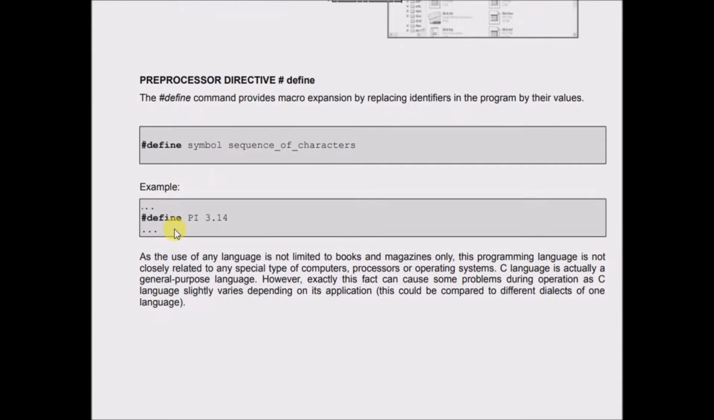Preprocessor directive $define. The $define command provides macro expansion by replacing identifiers in the program with their values. $define symbol, sequence of characters. Example, $define PI 3.14.